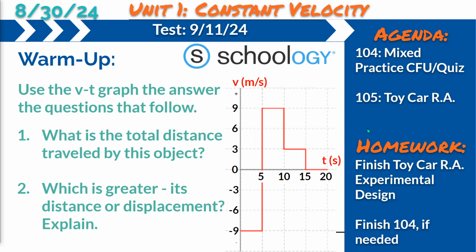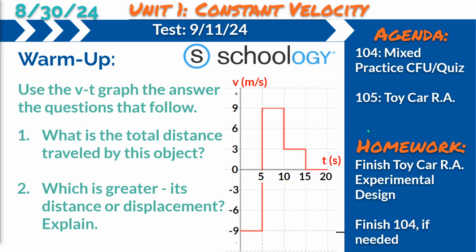So I wanted to go over this warm-up question because we did look at these velocity time graphs yesterday, but that's the first time we've really looked at them, and I want to make sure that we understand how to answer questions about VT graphs just as well as we do about XT graphs. And so if you look up here, it says use the VT graph to answer the questions that follow. We've got two questions, one of them about the total distance traveled by the object, the other comparing that to its displacement. So let's talk about how we find total distance again.